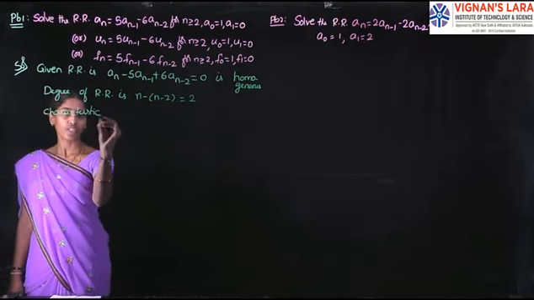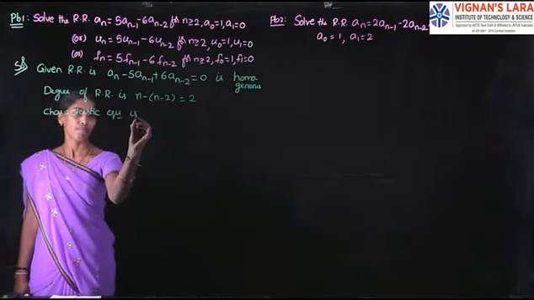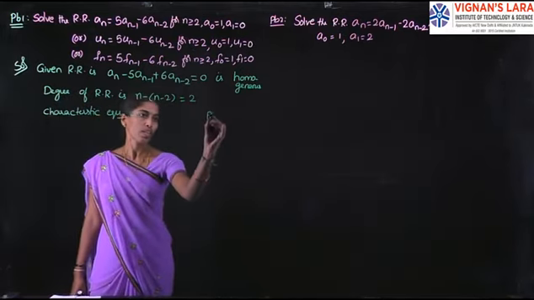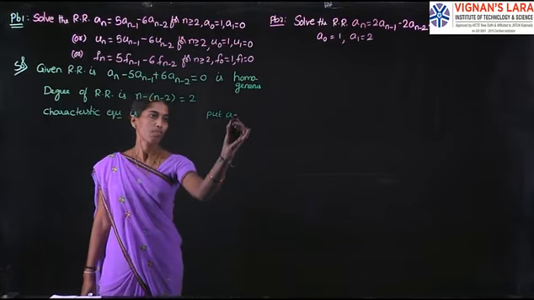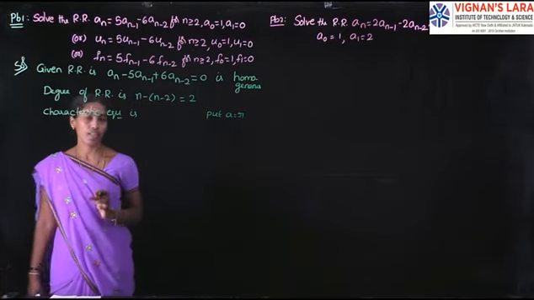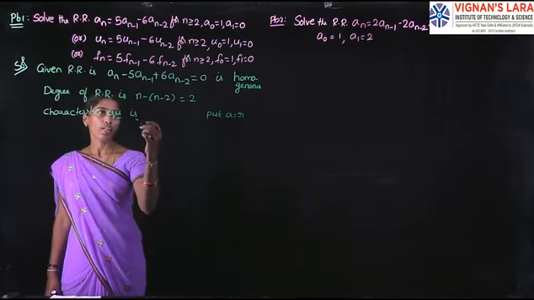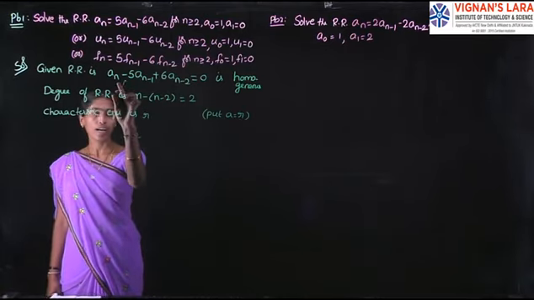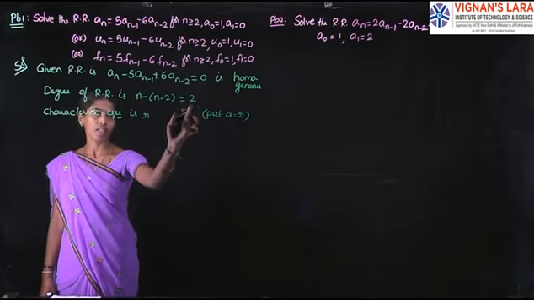Characteristic equation is, so how can we write the characteristic equation? Put a_n equal to r in the given recurrence relation, right? And put n equal to its degree.